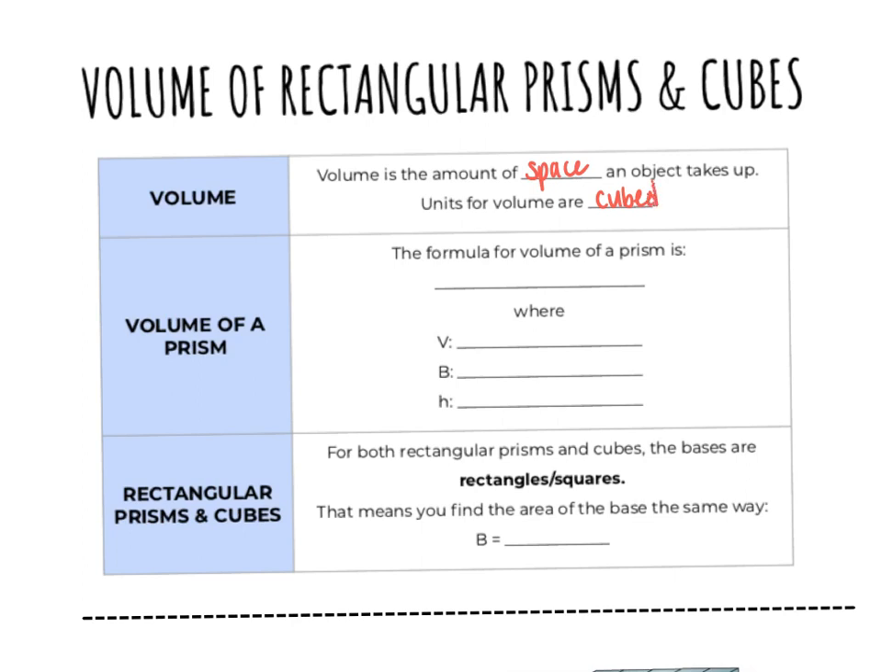Okay? So we're going to start by learning about prisms. And the formula for volume of a prism is that V equals capital B times H, where V stands for the volume, B stands for the area of the base, and H stands for height of the prism.